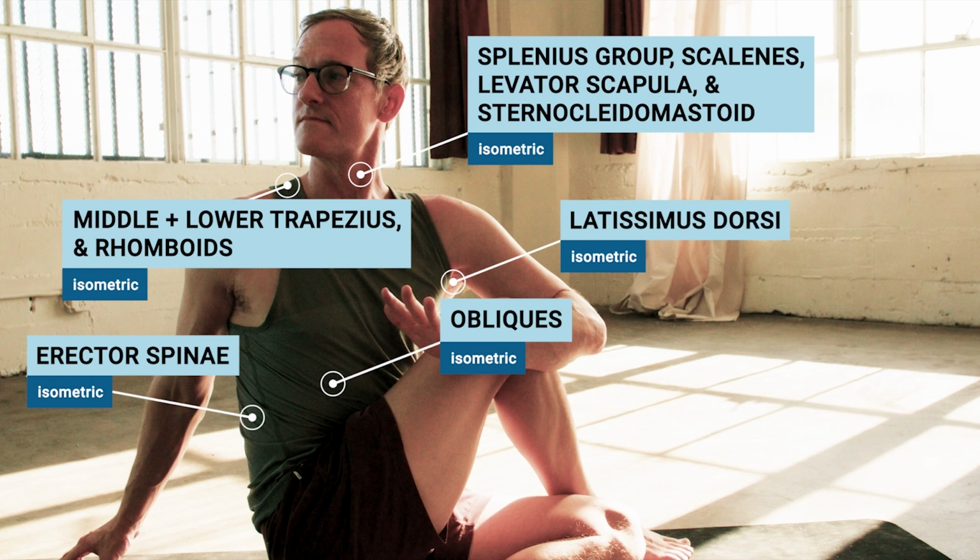The middle and lower trapezius, as well as your rhomboids, are drawing your shoulder blades towards each other and slightly downwards. Your latissimus dorsi is actually working on the side you're turning away from, because that arm is slightly hugging the leg towards the torso. In terms of rotating the neck, the splenius group, the scalenes, the levator scapula, and the sternocleidomastoid are all working isometrically.